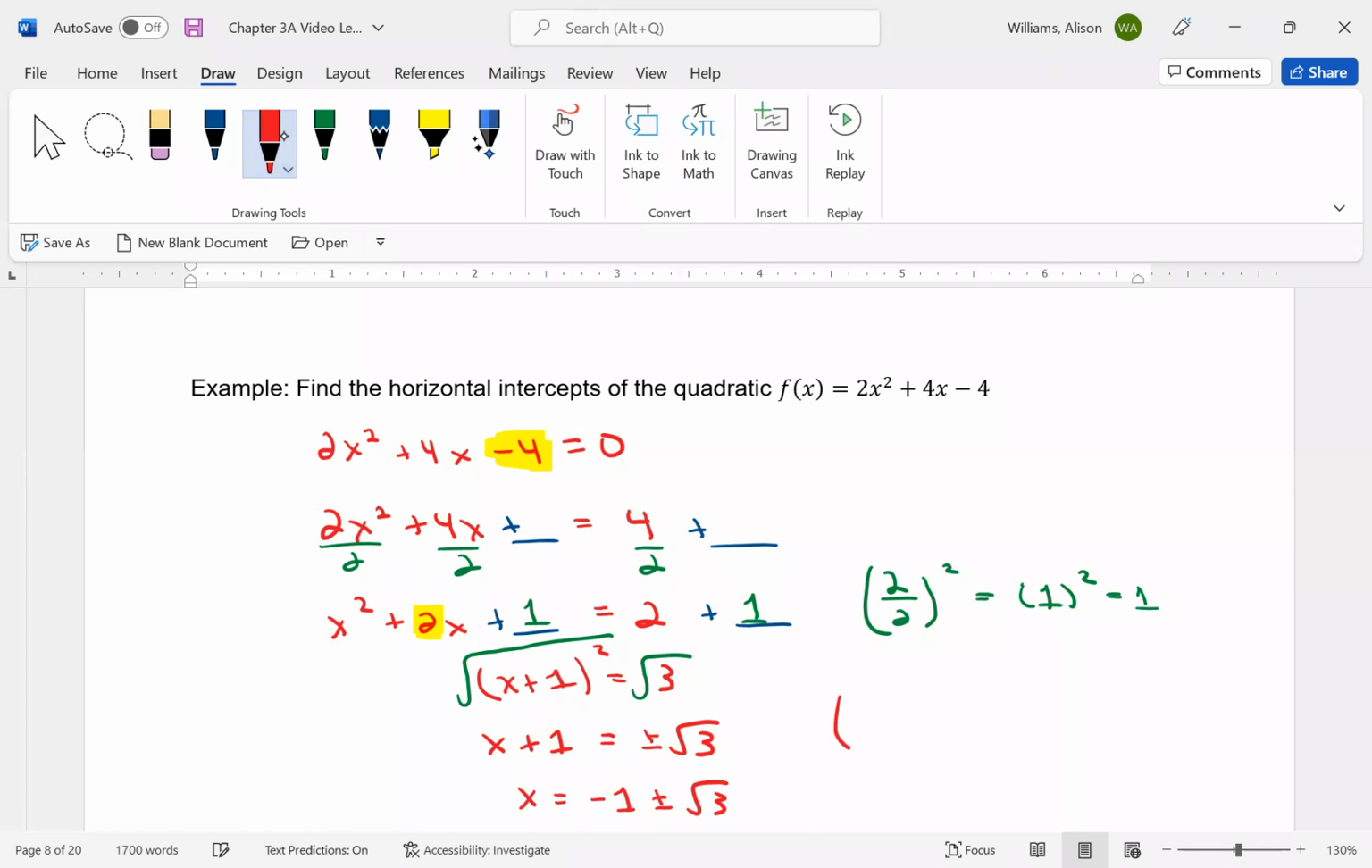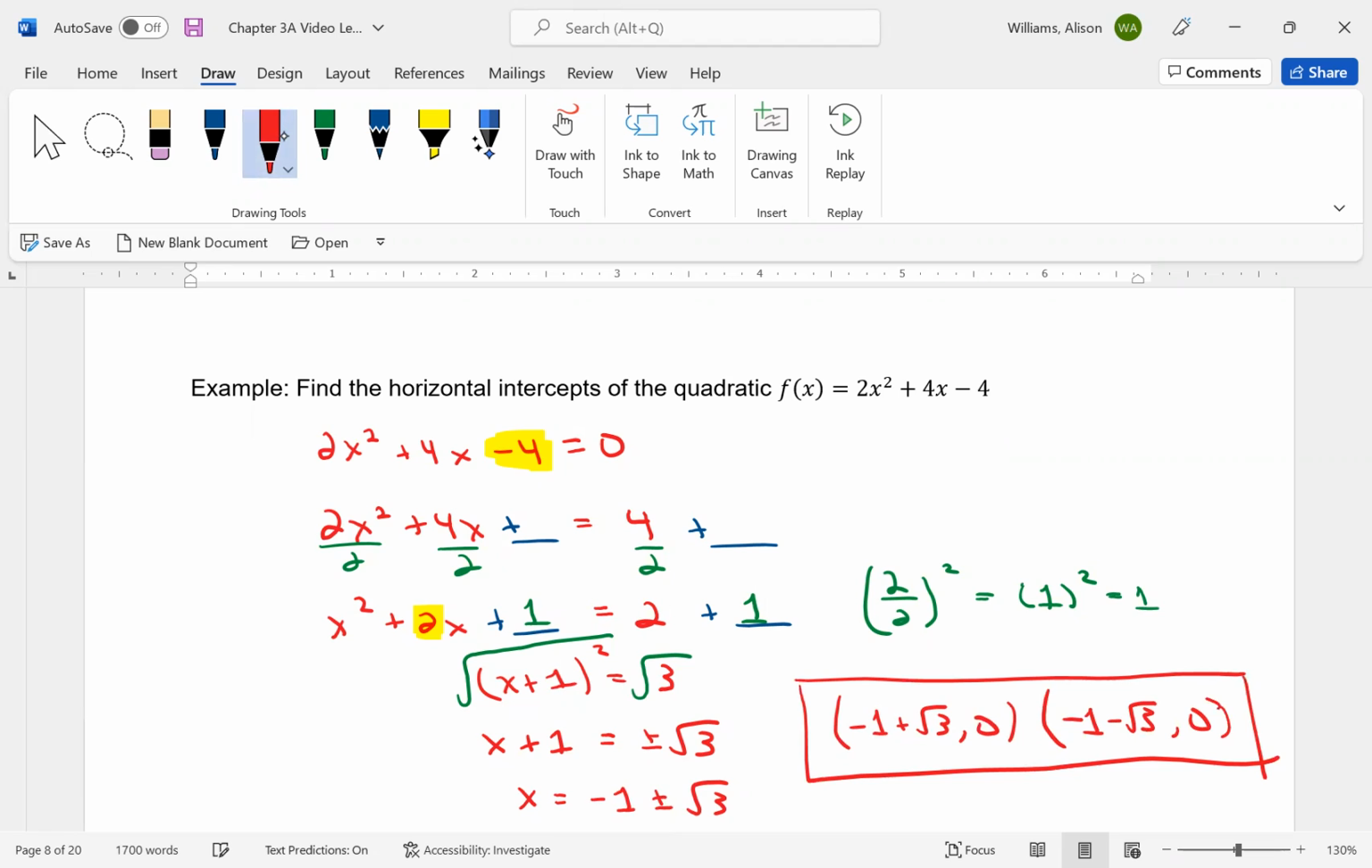That's the horizontal intercepts. So the first one is -1 plus radical 3, comma 0. And the second one is -1 minus radical 3, comma 0. Those are the 2 horizontal intercepts. So they're gross, they're ugly decimals, but that's how we could find them.